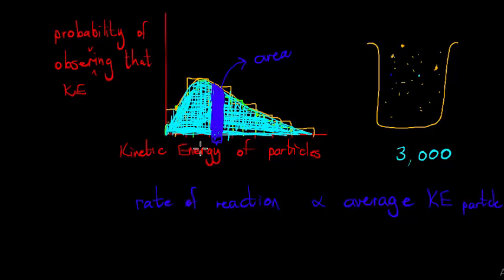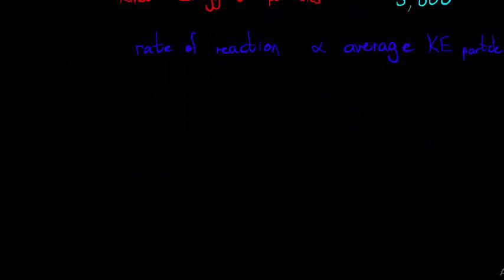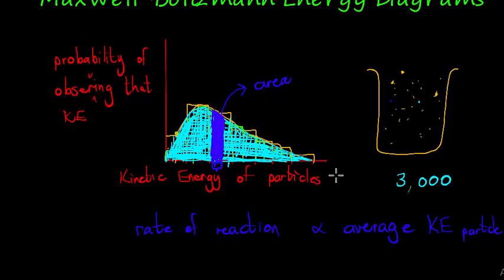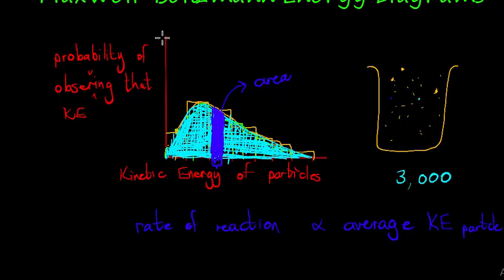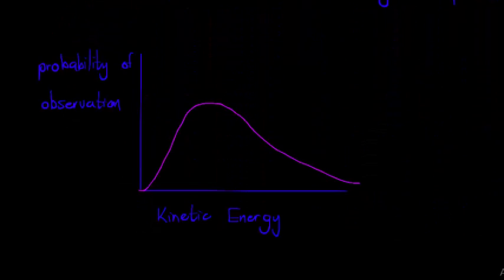So let me explain the Maxwell-Boltzmann curve when it has exactly this on the horizontal and that on the vertical axis. Let me draw that again for you. Here again we have my best attempt at a Maxwell-Boltzmann energy diagram. Again, what it represents is the probability of observing a certain energy level in particles, the kinetic energy level of particles.